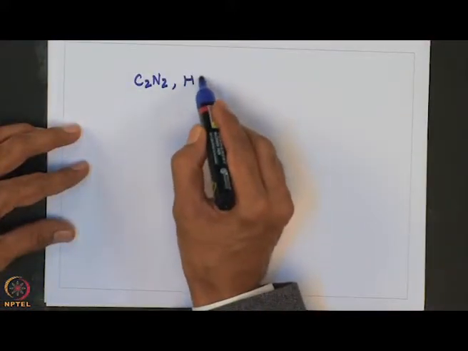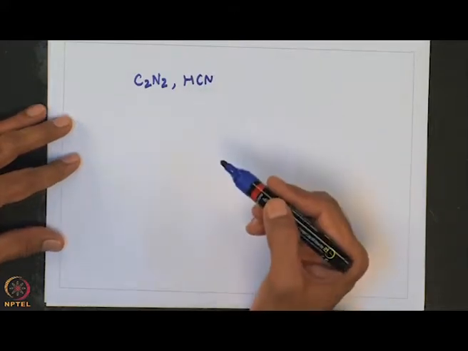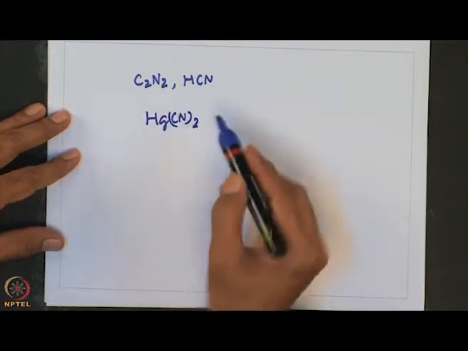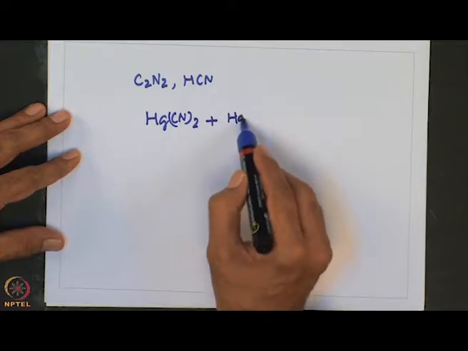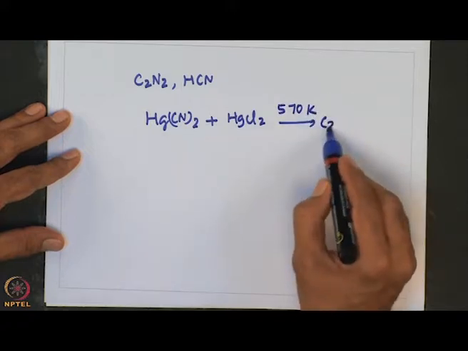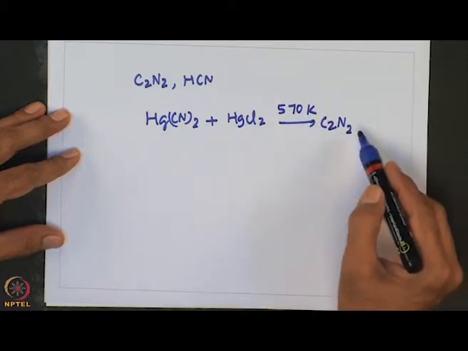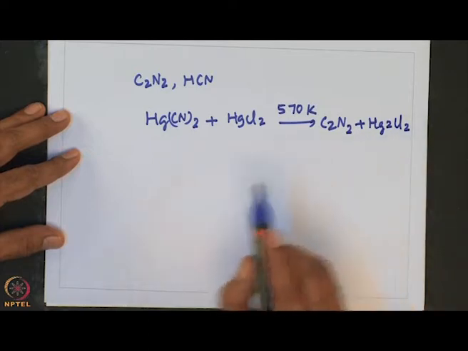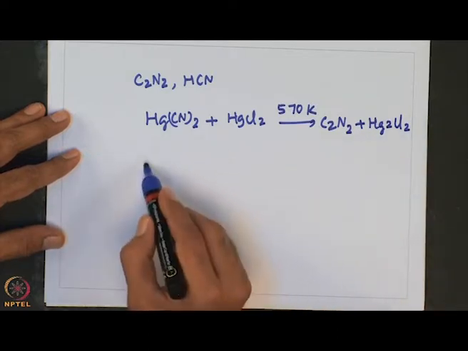For example, azide is also called a pseudohalogen, and it forms C2N2, HCN. For example, if you take Hg(CN)2 and treat this with HgCl2 at 570 Kelvin, it gives cyanogen plus Hg2Cl2. Okay. One can also prepare this starting from copper sulfate.